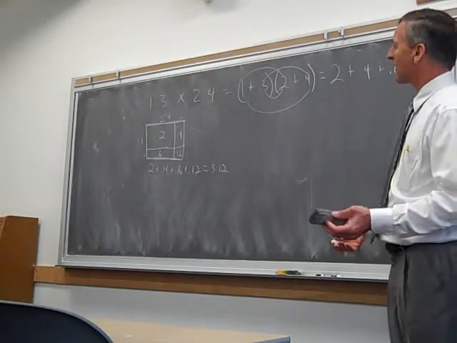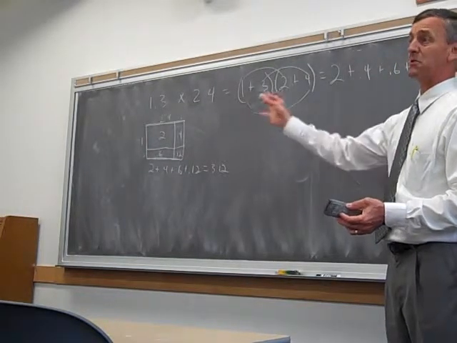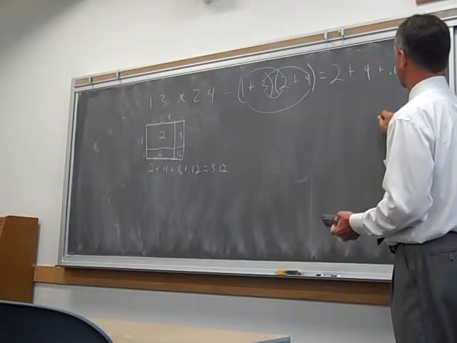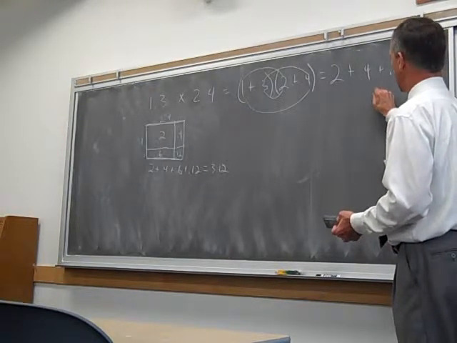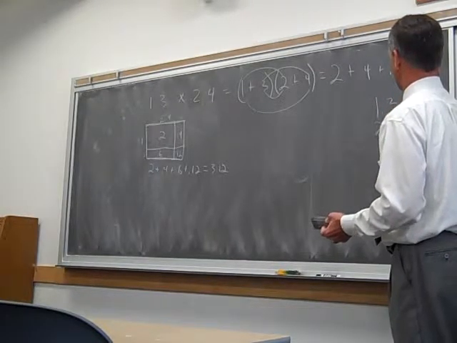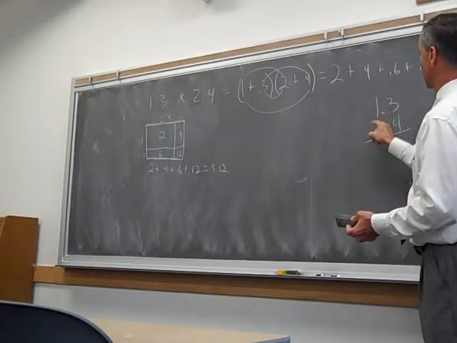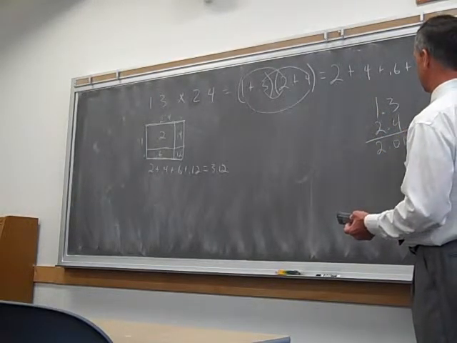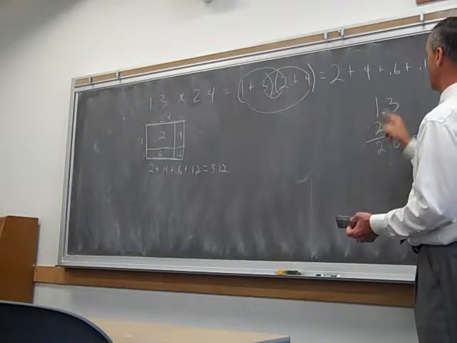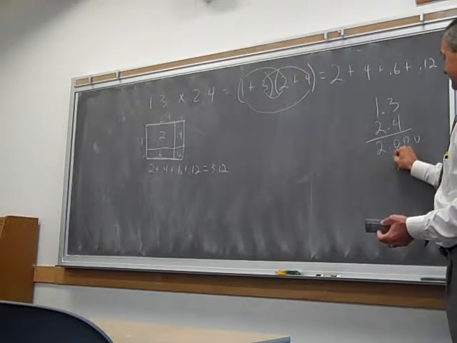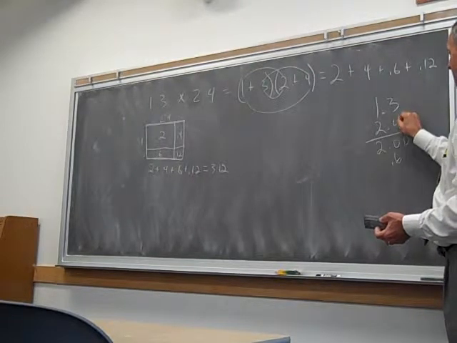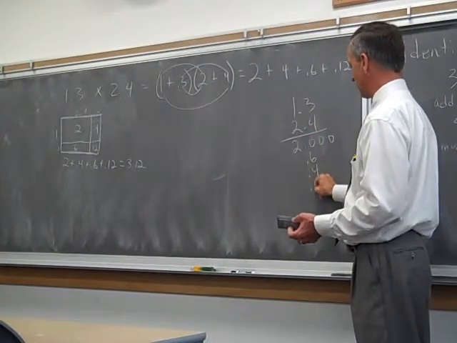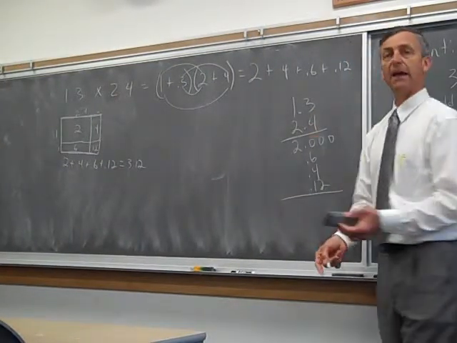The standard algorithm. It's just like we did with whole numbers, except we're not going to use the blocks because it doesn't make sense. So, what do we do? We take 1.3 times 2.4 and we start on the left. 2 times 1 is 2.000. We can put as many zeros as we want. 2 times 0.3 is 0.6. 0.4 times 1 is 0.4, and 0.4 times 0.3 is 0.12, and then we add those up.